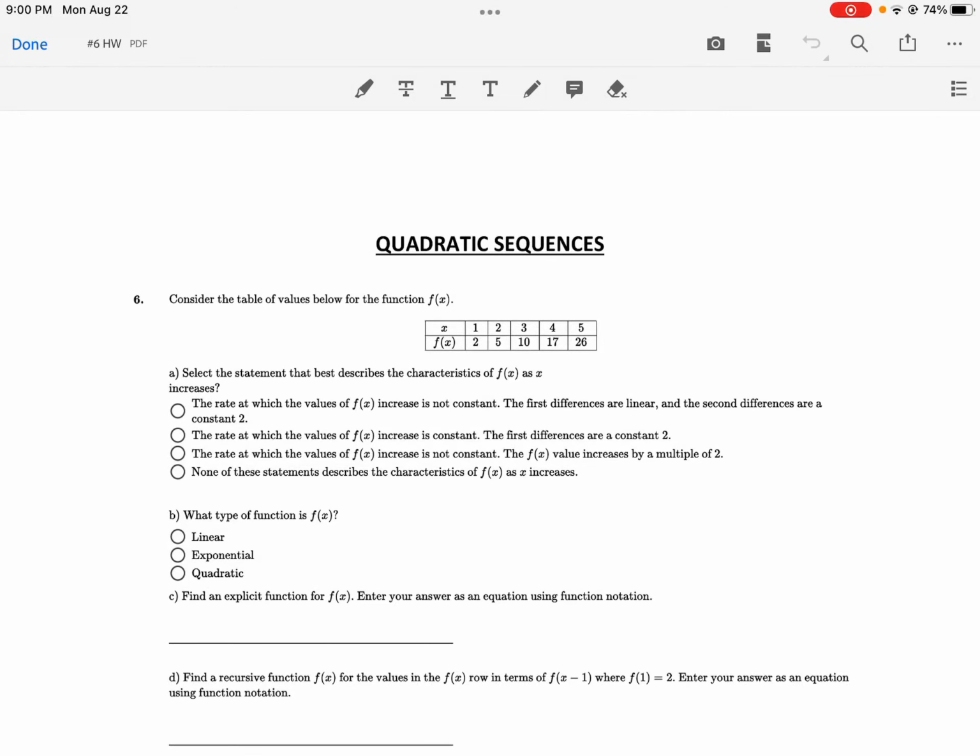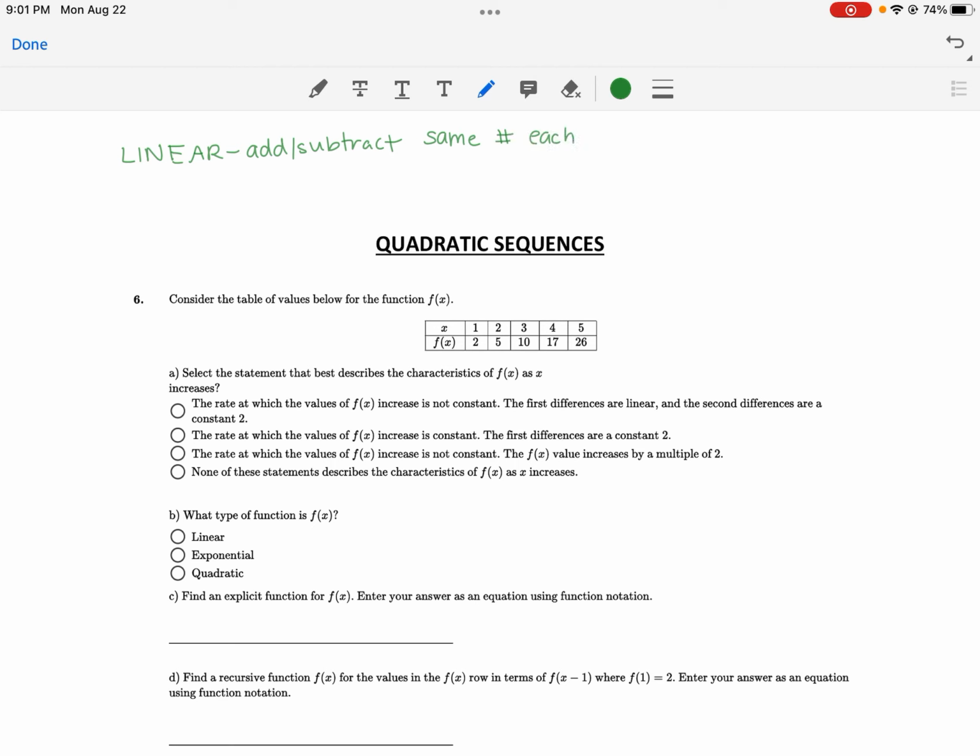Okay, I wanted to go through a question from the homework that has to do with a quadratic sequence. So I want to remind you a little bit. We've already talked about linear. Remember, linear patterns add or subtract the same number each time, so they'll have the same first difference. And we've also talked about exponential, which are numbers that multiply by the same number.